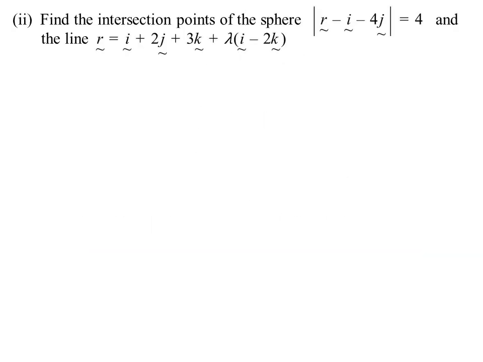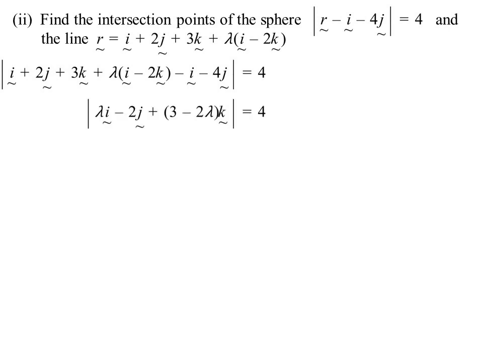Find the intersection points of the sphere and the line. Okay. If we substitute the vector equation of the line in for r, then that's, I guess, solving them simultaneously. Now let's group those components together. So I've got lambda i minus 2j plus (3 minus 2 lambda) k. The magnitude of that is 4. Therefore, the magnitude squared, so lambda squared plus 4, and then we've got a binomial expansion there for the other one, will equal 16. So we've ended up with a quadratic to solve.